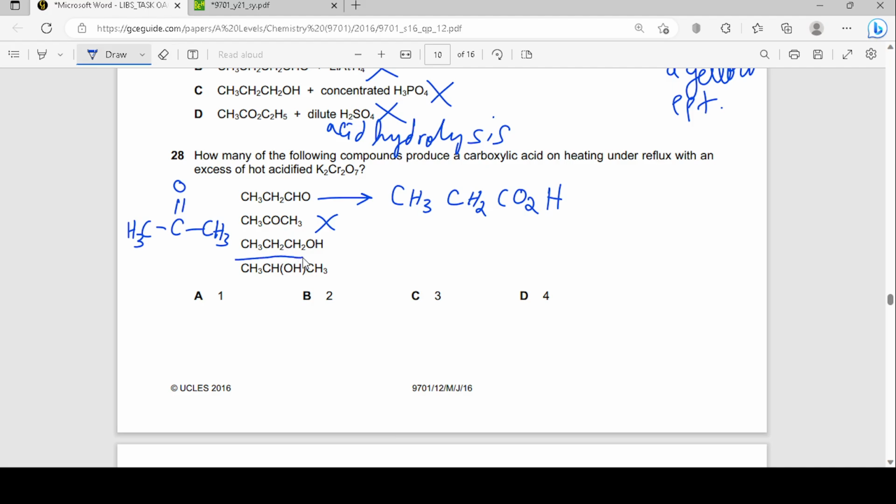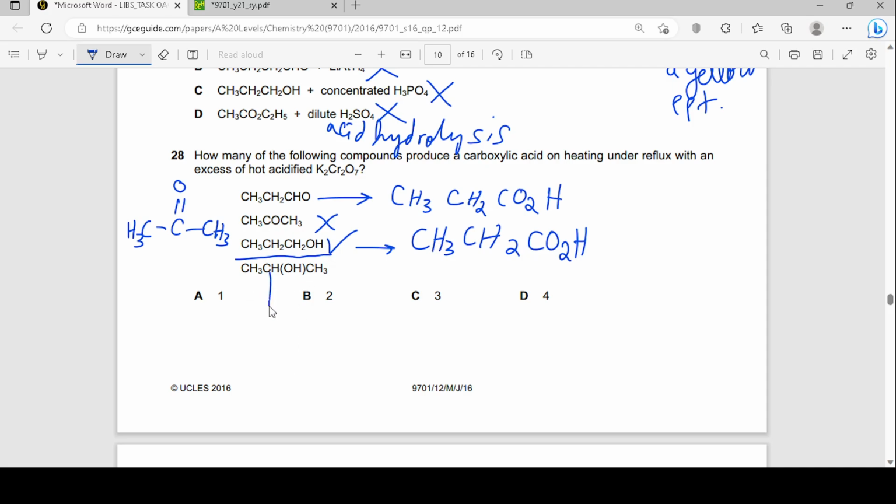Then this one, CH3CH2CH2OH, it would be oxidized further. So it would be oxidized first to the aldehyde and then to the acid. Because it's hot and acidified, I suppose it will immediately be converted to CO2H perhaps. But yeah, CH3CH2CO2H. So that's propanoic acid.